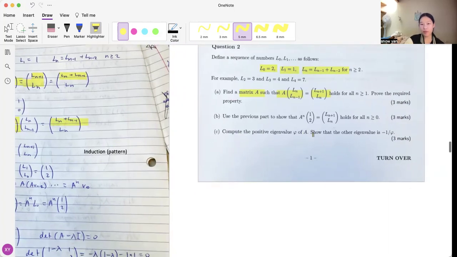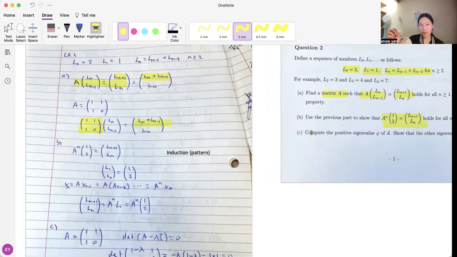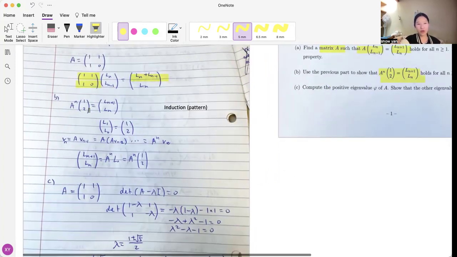Part B, use the previous part to show that A to the n power times (1, 2) is equal to Ln plus 1, Ln, and that this holds for all n greater than or equal to 0. This is where most of us fell into a trap of just doing the question straight off by pattern. What I did at the time, and even in the correction, is I just wrote An (1, 2) is equal to this. This is what I want to show.